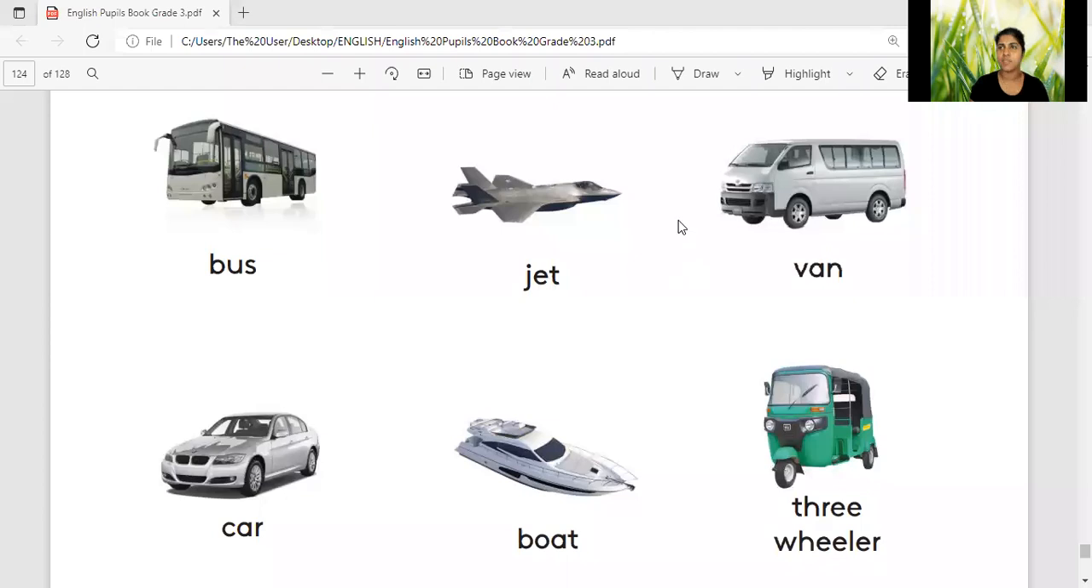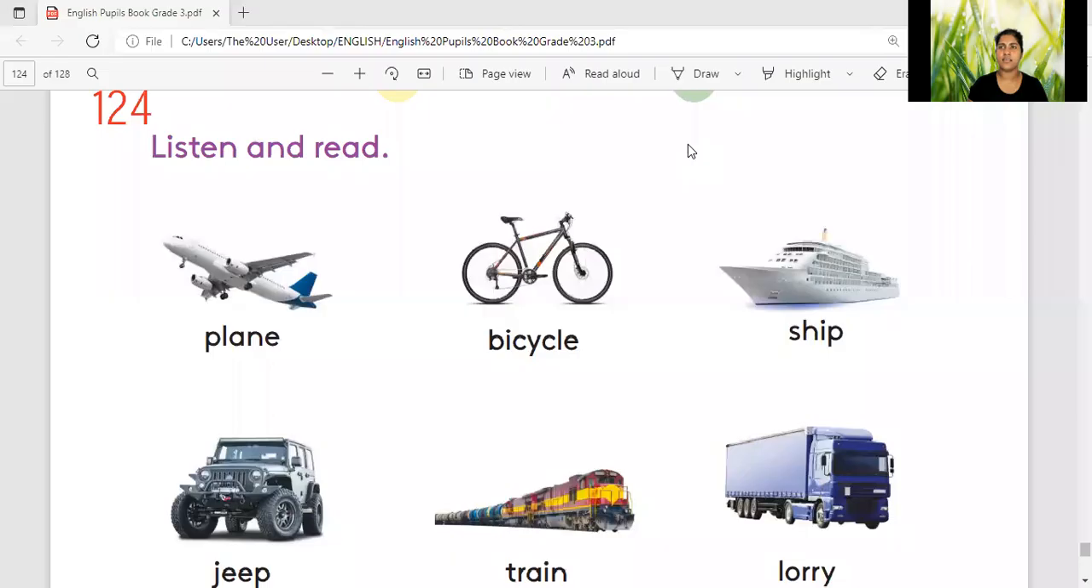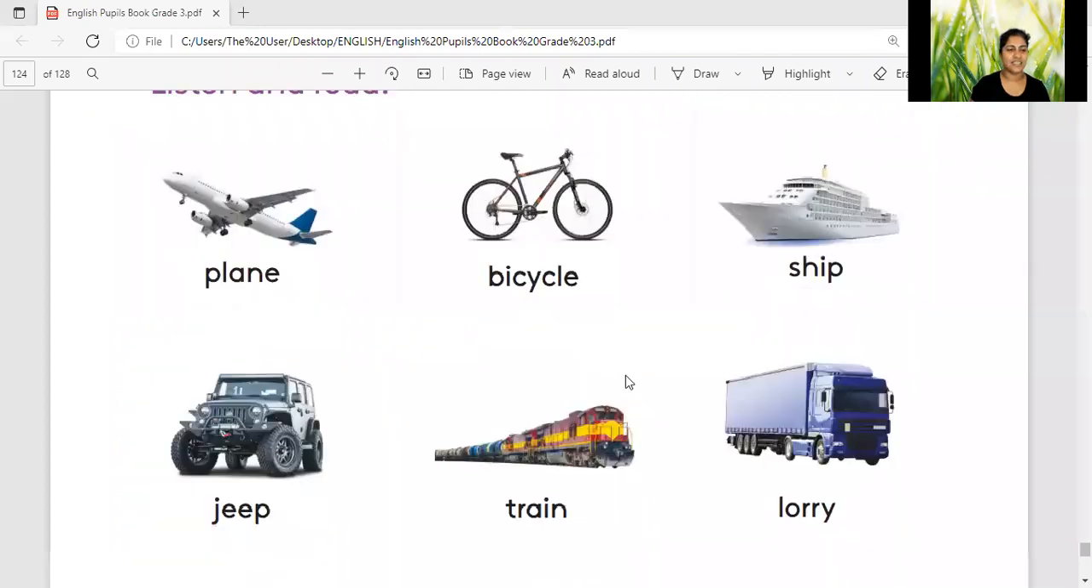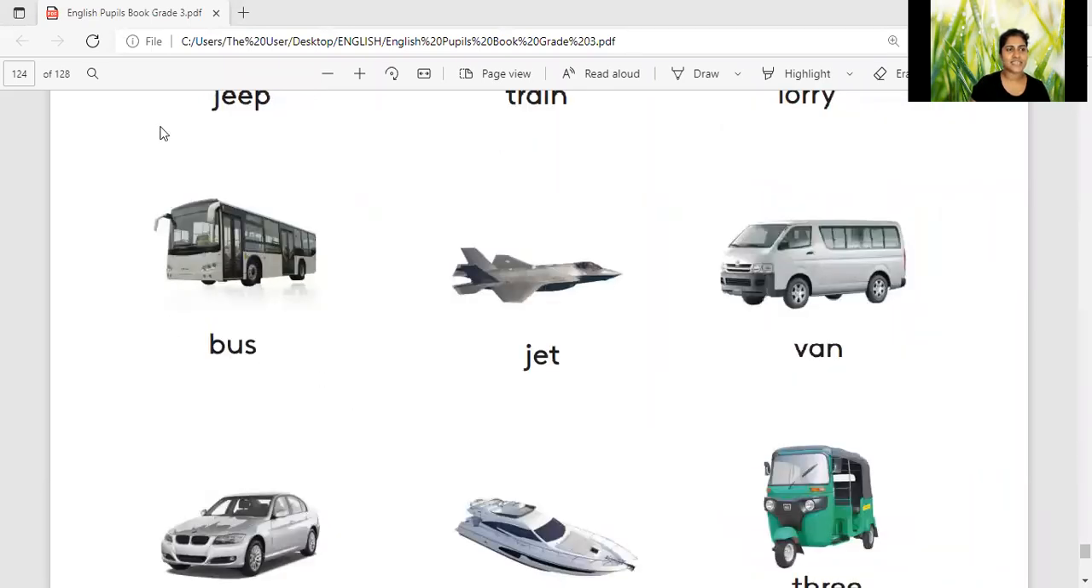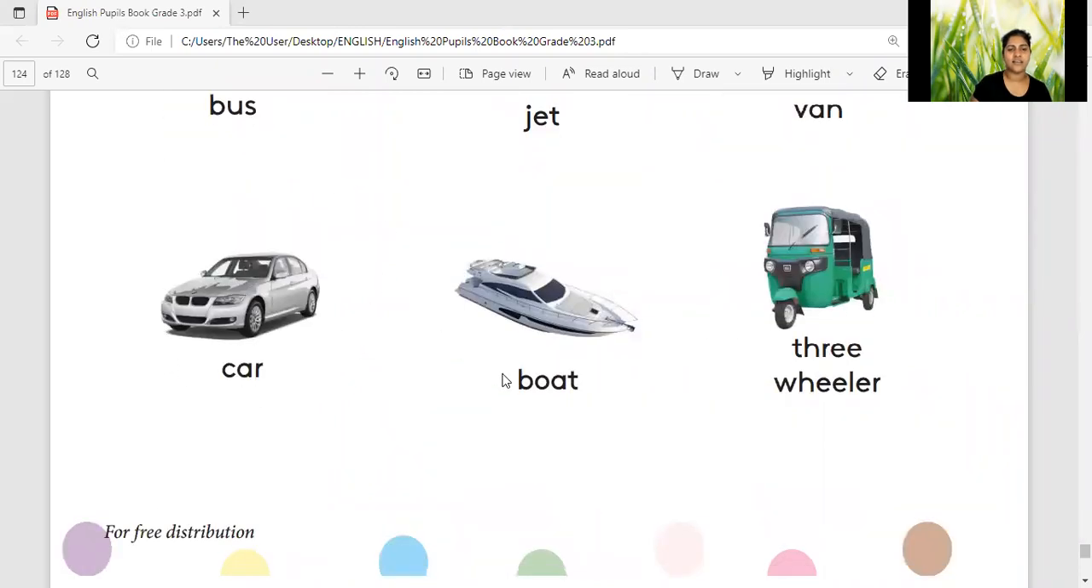Right, okay. Then my dear children, plane. Bicycle. Jeep, train. Three-wheeler.